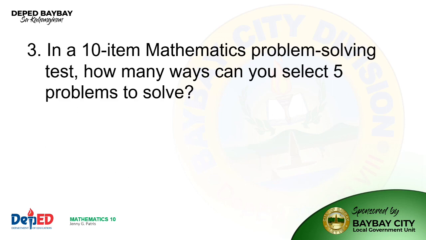Number 3. In a 10-item mathematics problem solving test, how many ways can you select 5 problems to solve? You are given a few seconds to answer. If your answer is 252, then you're right.